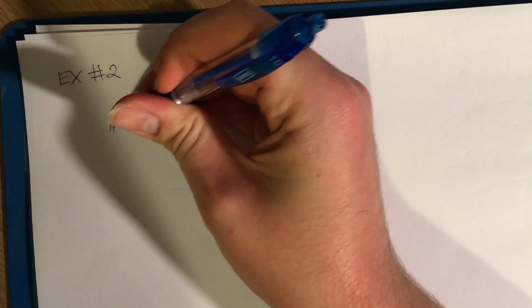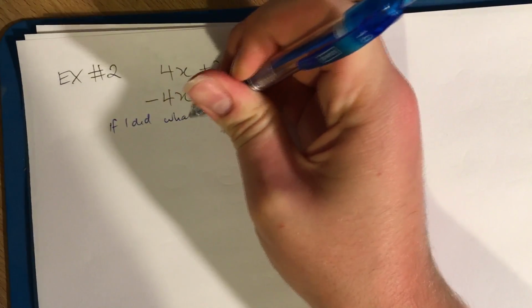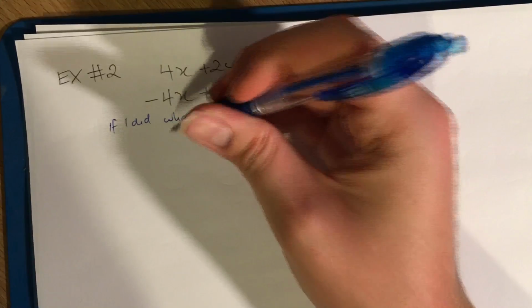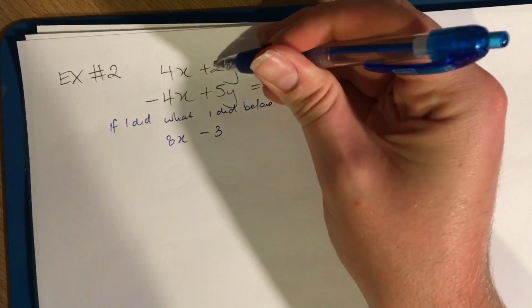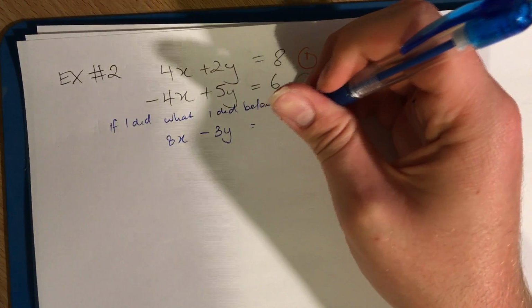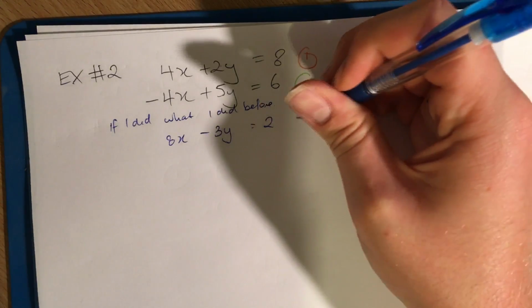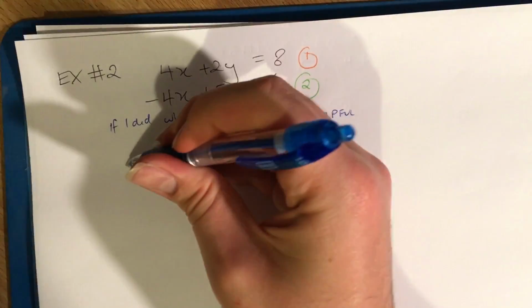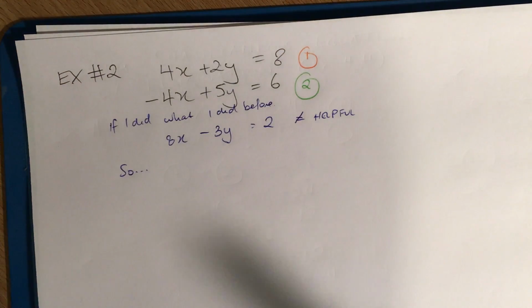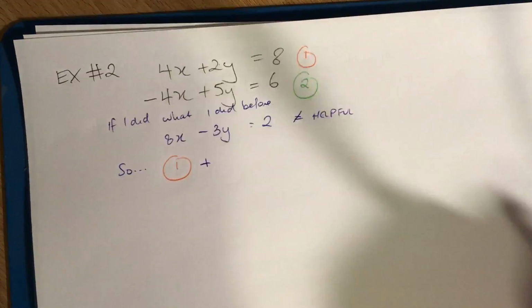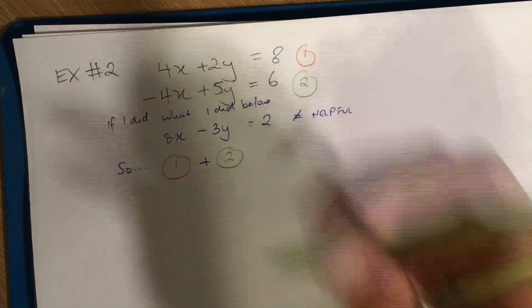So if I did what I did before, I'd end up with 4 take away minus 4, which is 8x. 2y take away 5y is going to be negative 3y. 8 take away 6 is going to be equal to 2. And this is not equal to anything helpful. So we're going to try a different tack. I notice I got a negative. Now, what would happen if I did equation 1 plus equation 2.